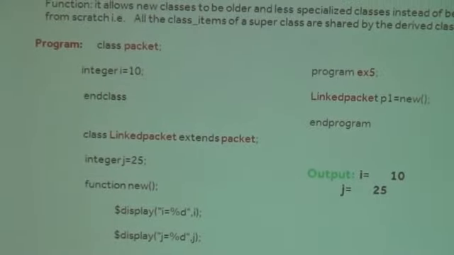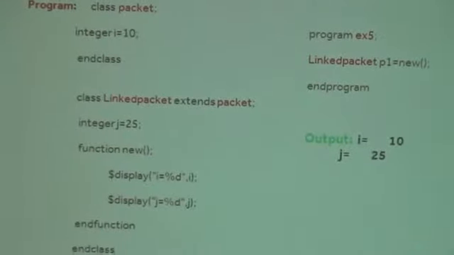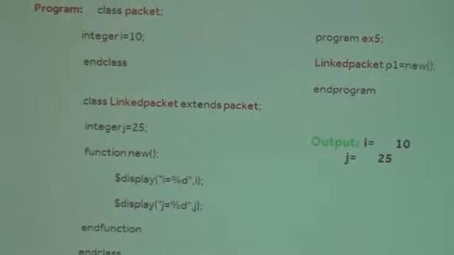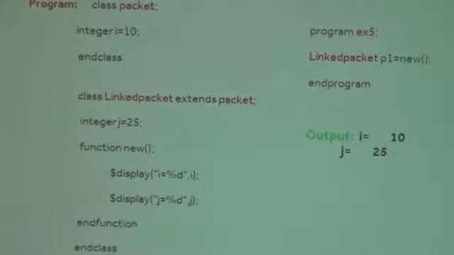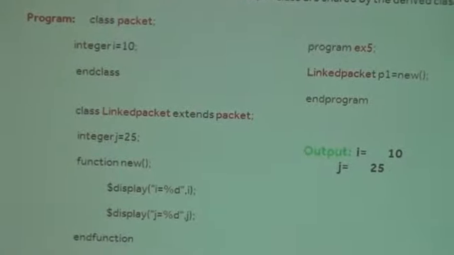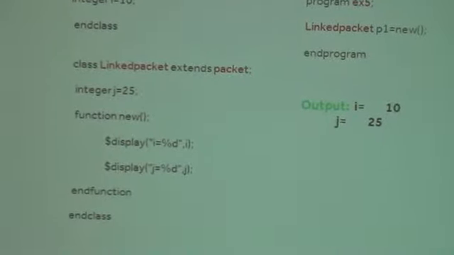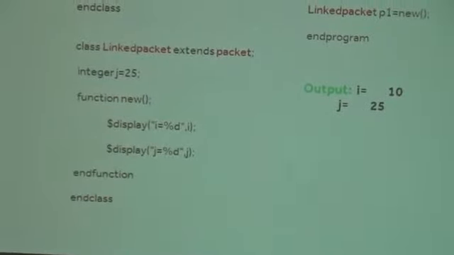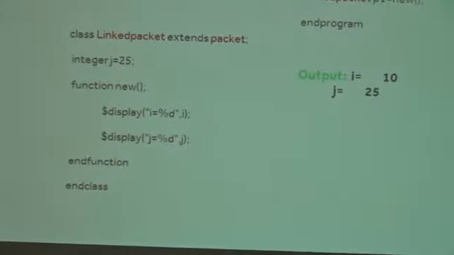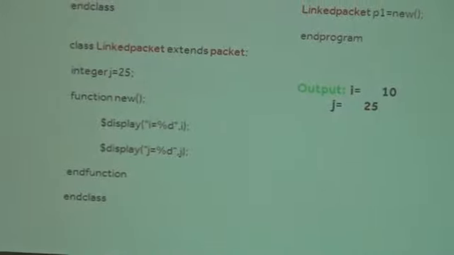Let us see the example. In this example, there is a class Packet with integer i equal to 10. Here the derived class is named LinkedPacket, which extends Packet, the name of my parent class. In the parent class I have integer i equal to 10, in the derived class I have integer j equal to 25, and I have created a function new, and I wrote a display of i equal to %d, i and j equal to %d, j. That means it displays my i and j values when the function is invoked.